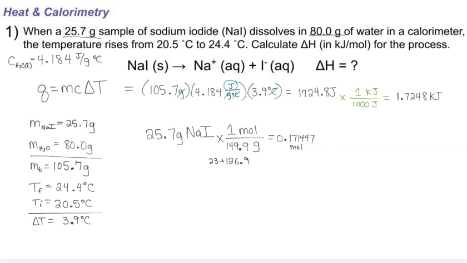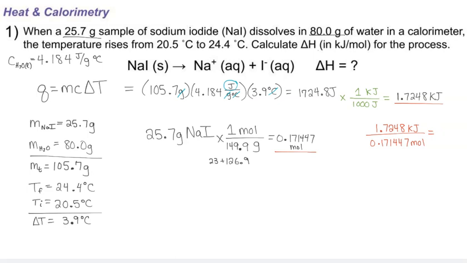And I could keep going, but actually when I substitute these values into my final equation to get the number of kilojoules per 1 mole, I'm just going to carry out the whole value from my calculator. And so I'm going to take my 2 values, this value up here and then this value down here, and we're going to simplify them down to get the number of kilojoules per 1 mole. So 1.7248 kilojoules divided by 0.1714447 moles.